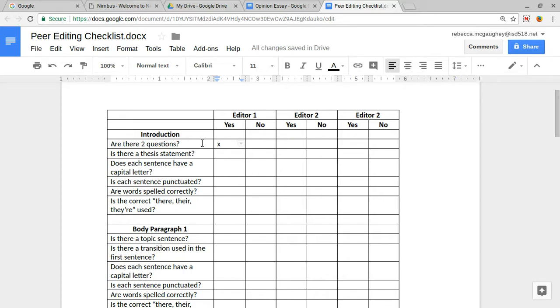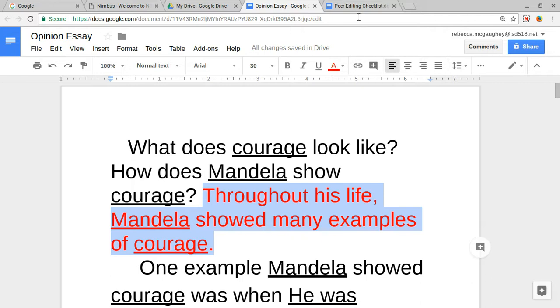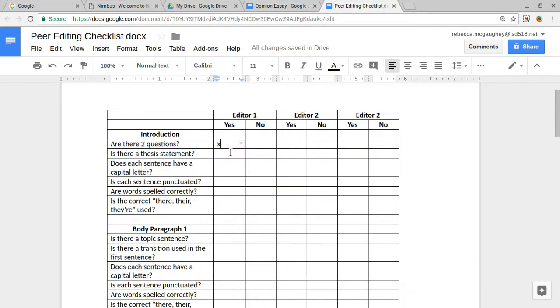Is there a thesis statement? Now, remember what a thesis statement tells. It tells the reader what the essay is about. So do I have that? "Throughout his life, Mandela showed many examples of courage." Yes, this is my thesis statement, so I'm going to mark yes. Now, some students may not have been here when we wrote this, so they may not have these 2. Then you need to mark no. If you mark no here, you're essentially done because they don't have their introduction finished.